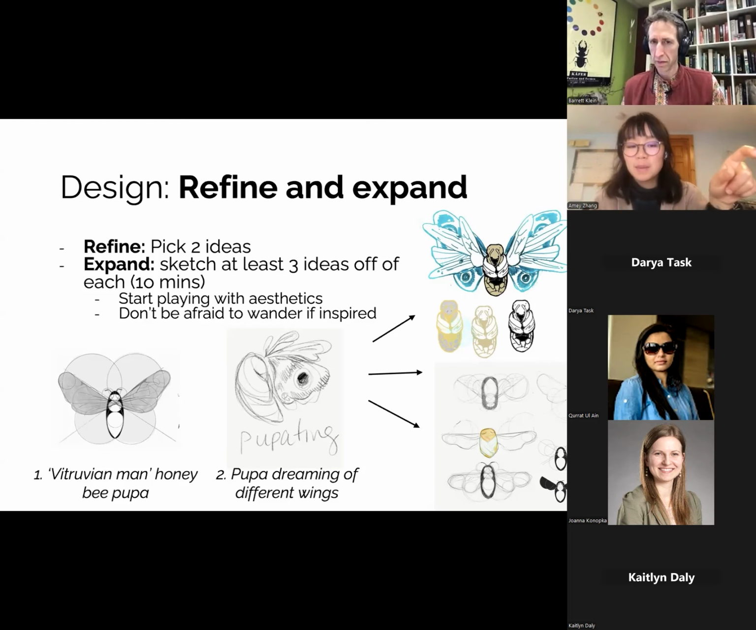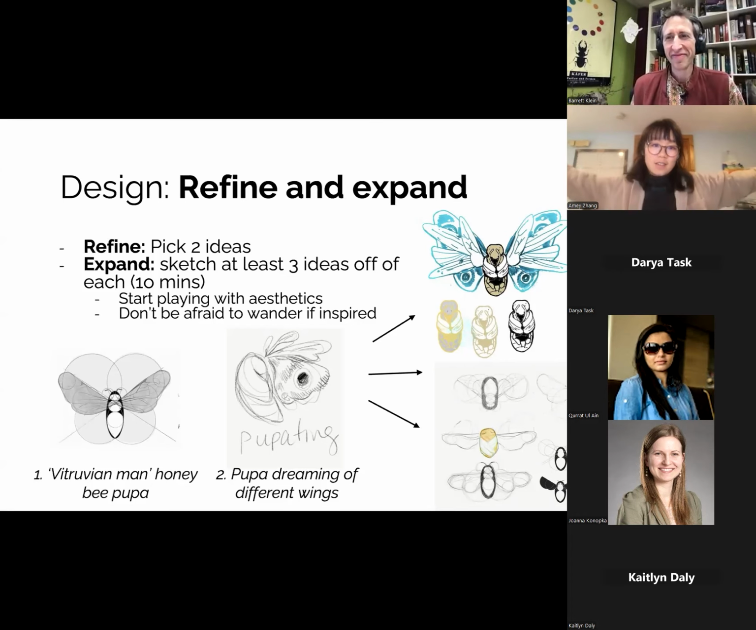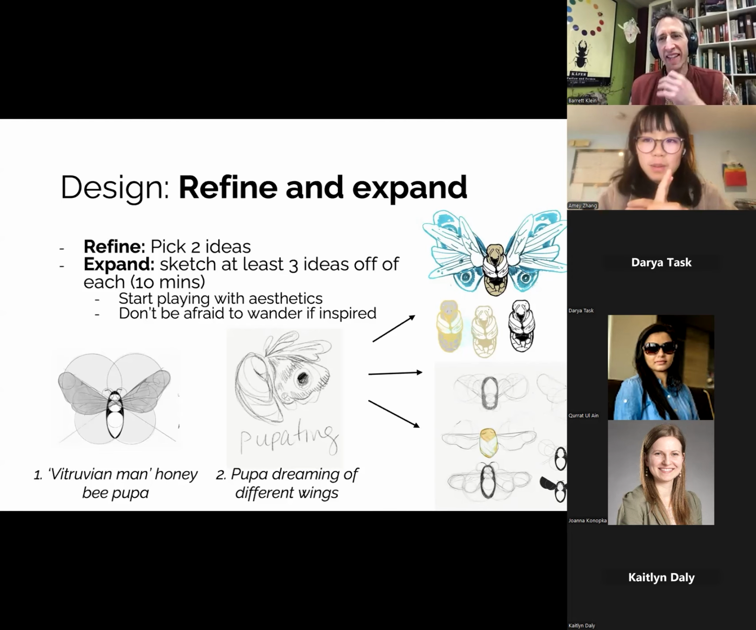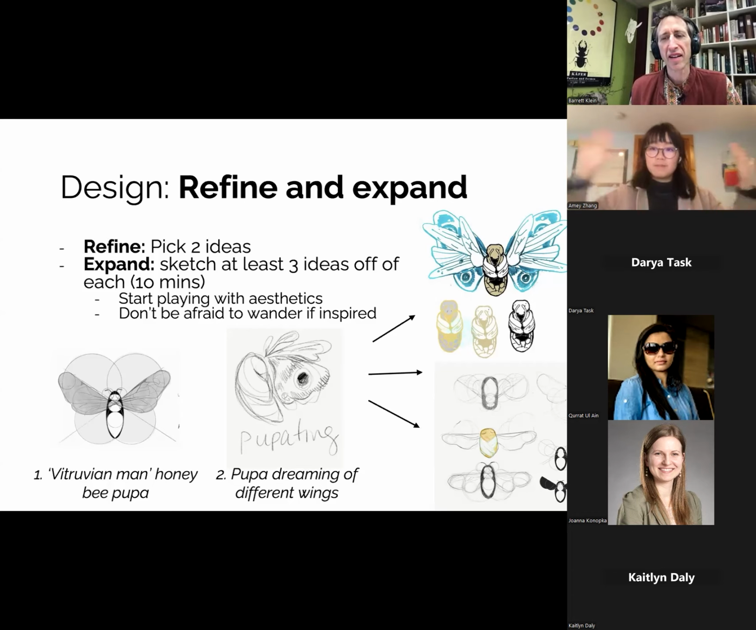So I have this example. I've called it the Vitruvian Man honeybee pupa, which is, if you know of Da Vinci's classic Vitruvian Man, this kind of geometric drawing of this man, because I thought that that image, one, is a recognizable aesthetic, and it has this science art combination, and then evokes the sense of intense observation. I'd say observation, beauty, precision. So I had this idea of, can you do something with a pupa and that blueprinting? So that's one idea that I circled.